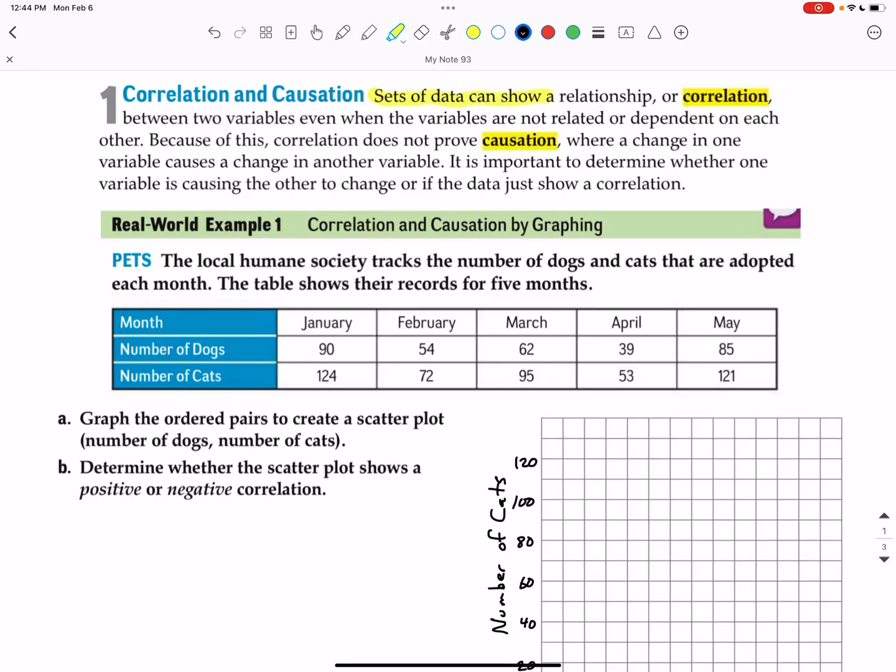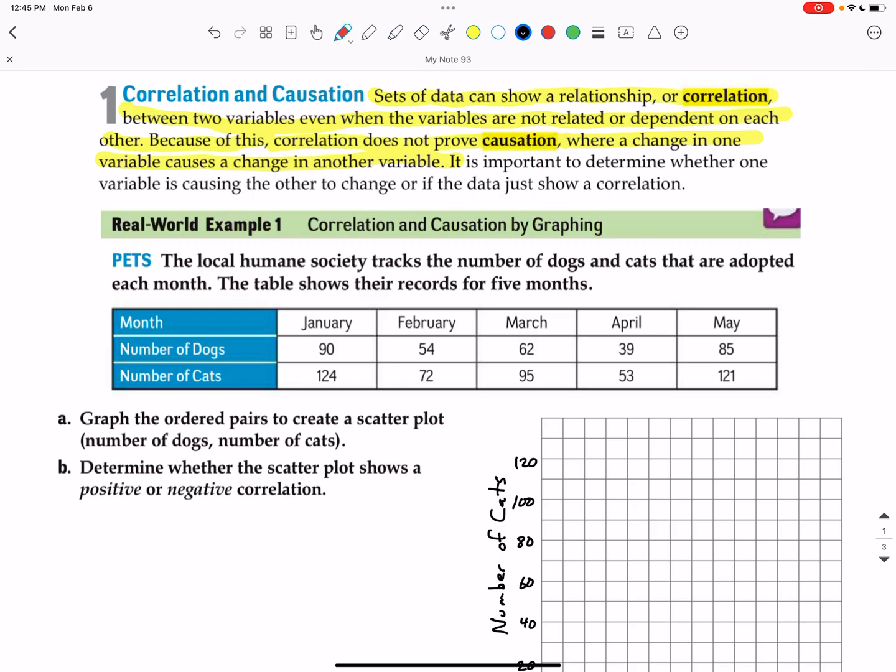Sets of data can show a relationship or correlation between two variables even when the variables are not related or dependent on each other. Because of this, correlation does not prove causation, where a change in one variable causes a change in another variable.